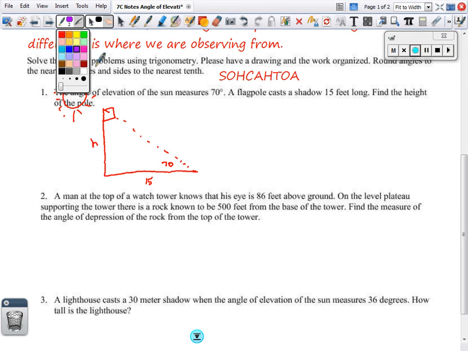The next thing I have to do, that I'm going to do every time, is if I'm working with this angle, I know that's the hypotenuse. Okay, I know this is the opposite side, and that's the adjacent side. From there, I'm going to set up my trig ratio. I don't have any hypotenuse, so I know I'm using tangent. So the tangent of 70 equals h for height over 15.